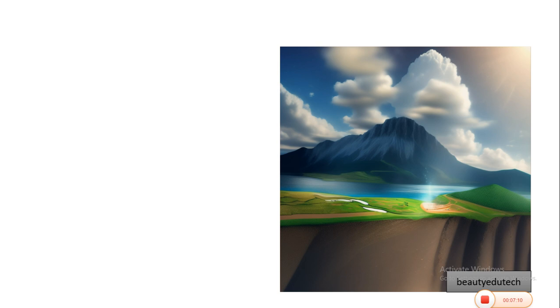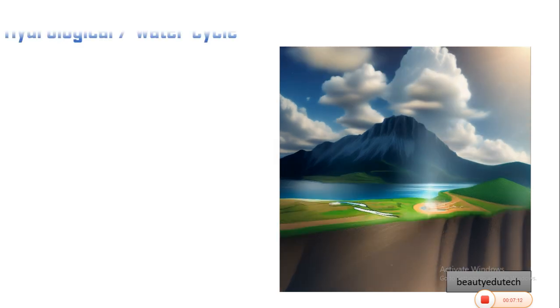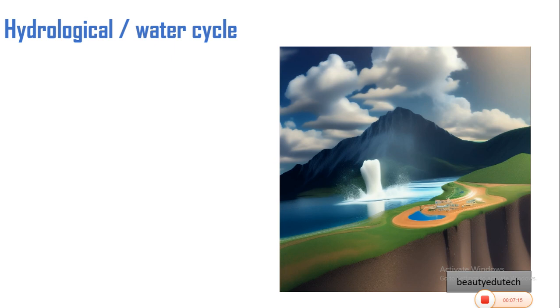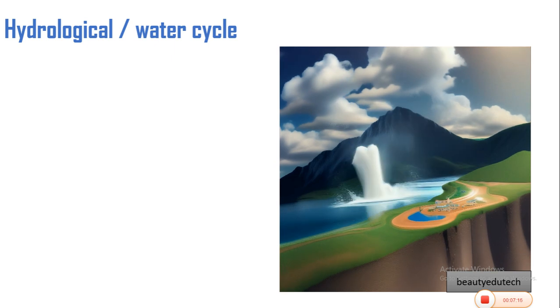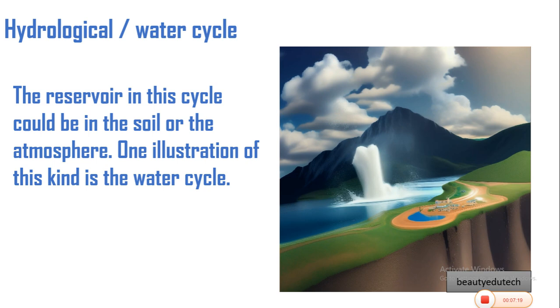Another type of nutrient cycle we're considering is the hydrological or the water cycle. The reservoir in this cycle could be in the soil or the atmosphere. The water is stored in the atmosphere in the clouds. When rain falls, it releases the water to the earth, into the ground, and the soil absorbs it. That's another reservoir.